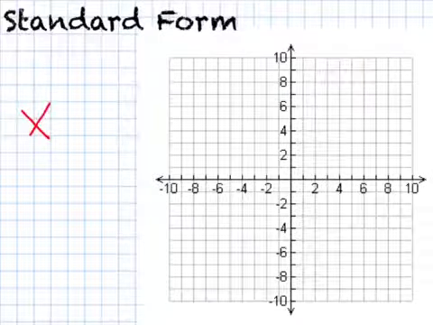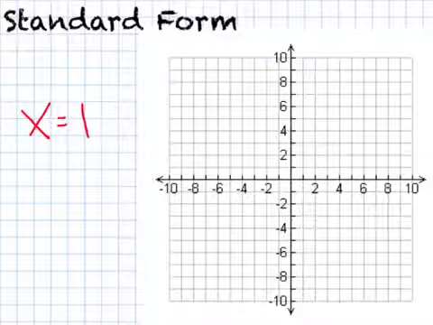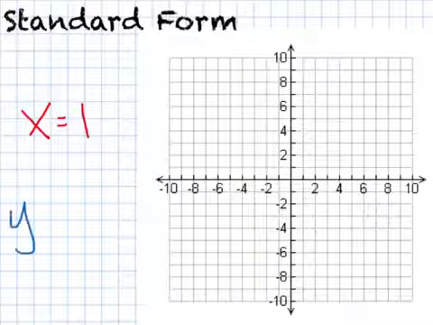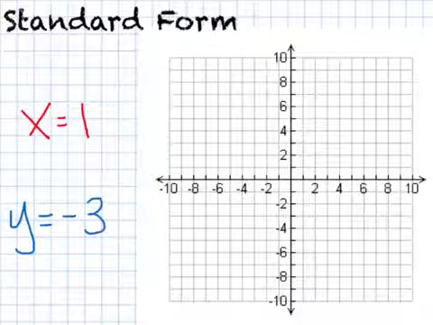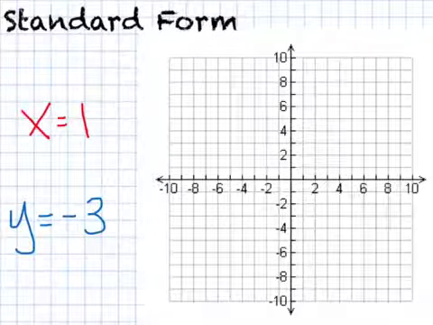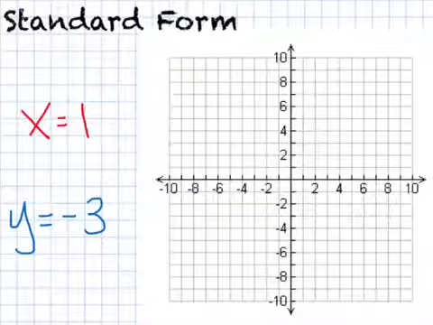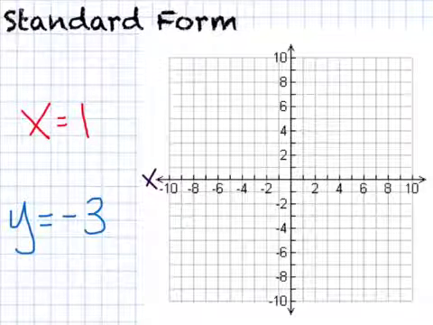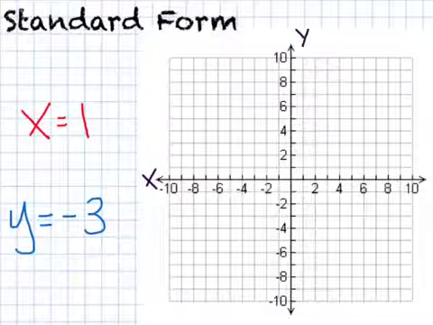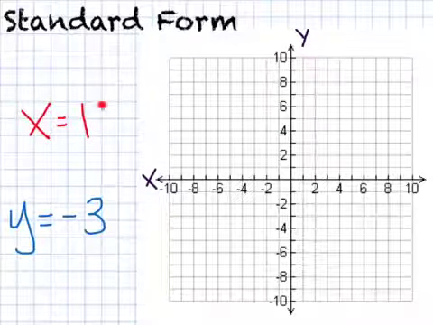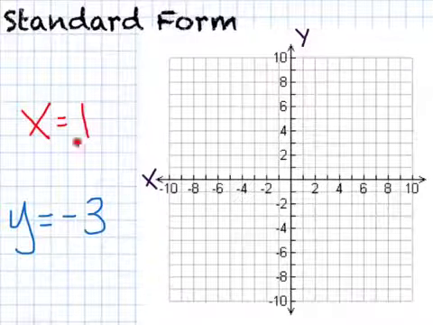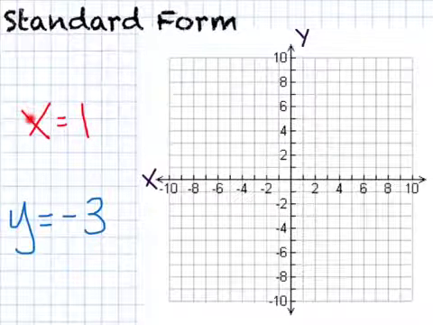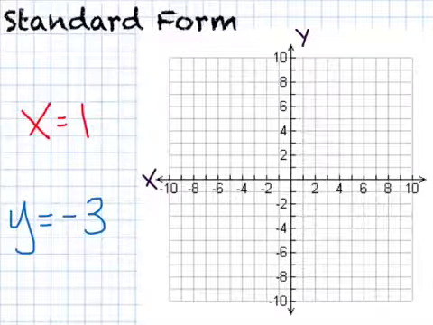Couple more things we need to go over. Anytime you have a graph that maybe is x equals 1, or it could even be something like y equals negative 3, those equations also represent lines. Remember, our horizontal axis is always our x-axis. Our vertical axis is always our y-axis. When we have an equation that says x equals 1, that means that no matter what y is, x is always going to equal 1.